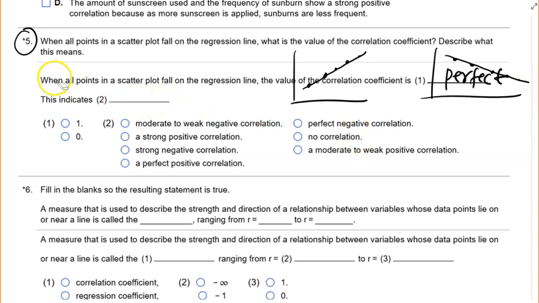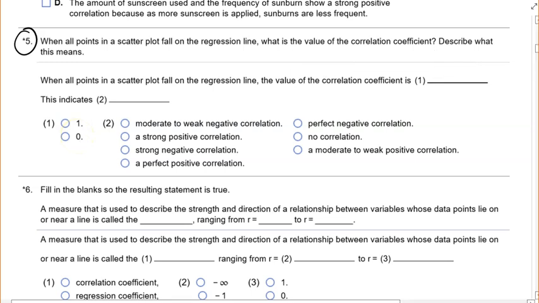But in this question, when all points in the scatter diagram fall on the regression line, the value of the correlation coefficient has only two options, 1 and 0. Therefore, you have to pick 1 here. It could be -1, but there is no option to pick -1, right? Then the value of R is 1.